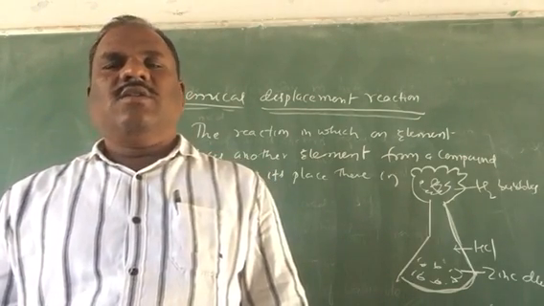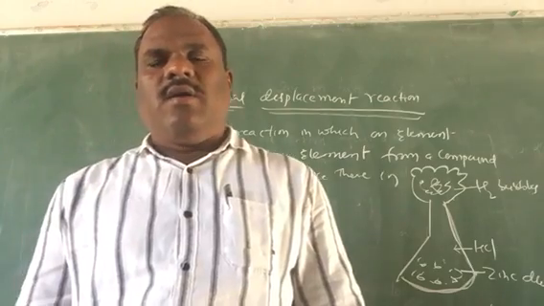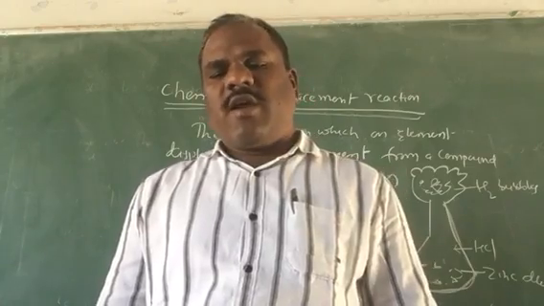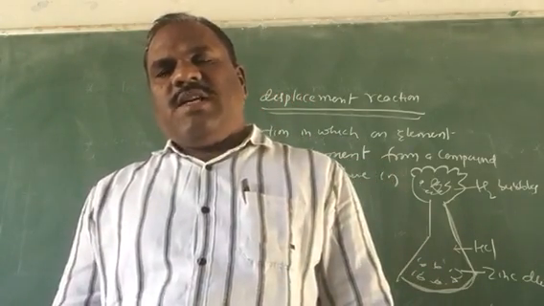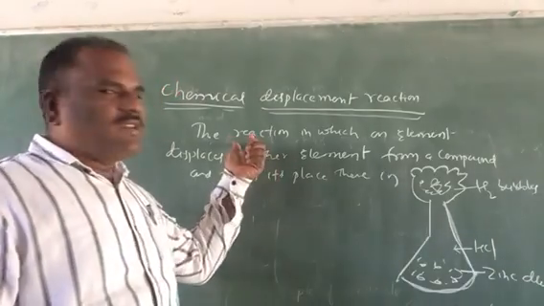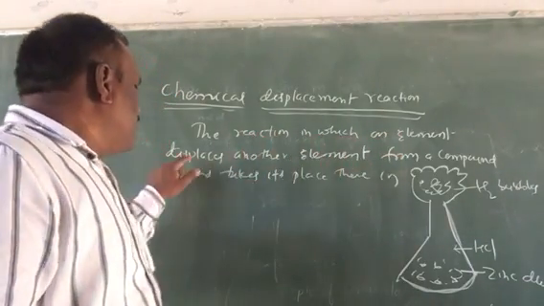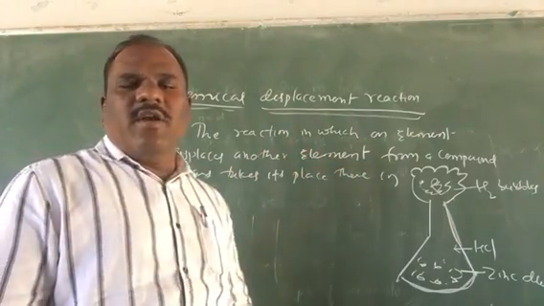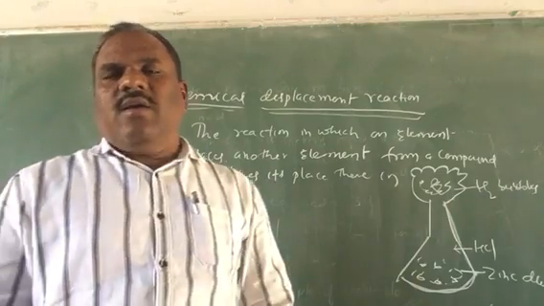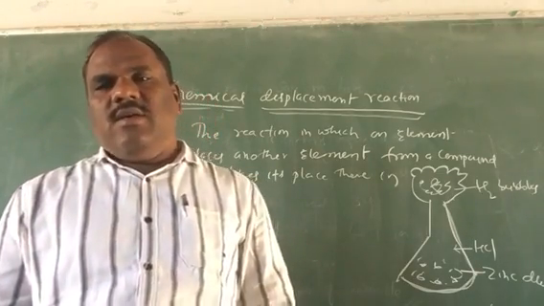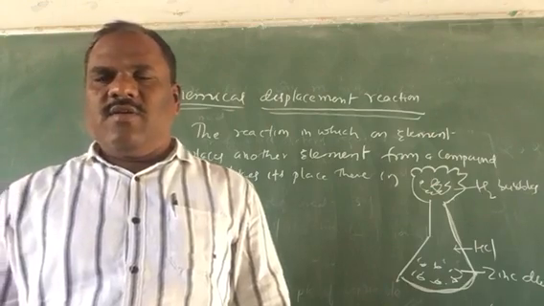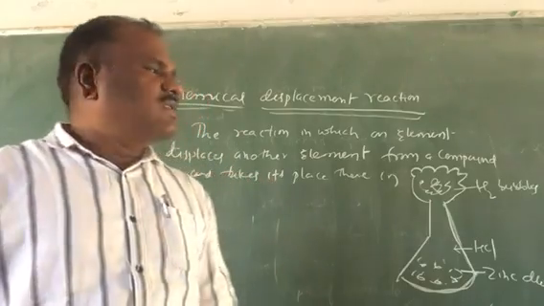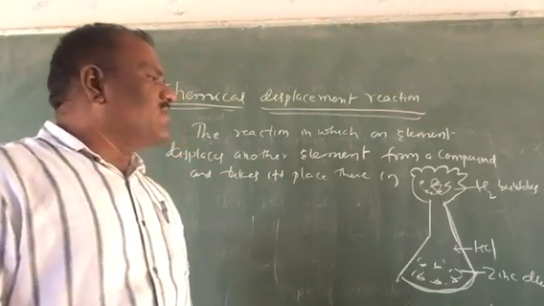Now, in this session, let us learn about chemical displacement reaction. Children, what is meant by displacement reaction? A displacement reaction is a reaction in which an element displaces another element from a compound and takes its place therein. Generally, displacement of hydrogen from acids by metals. So let us observe a small activity to see how a displacement reaction takes place.